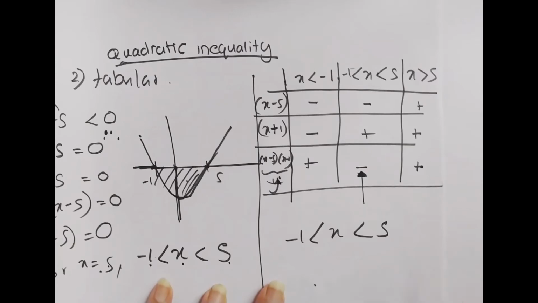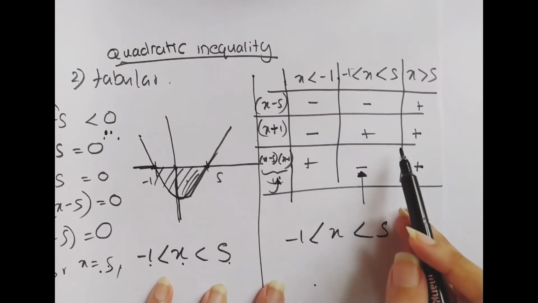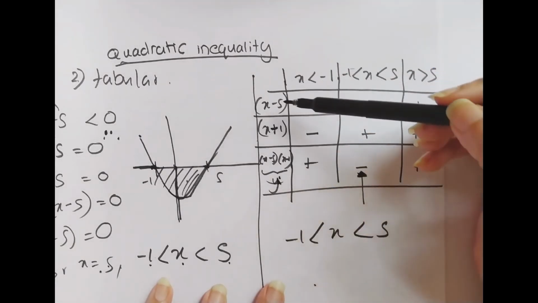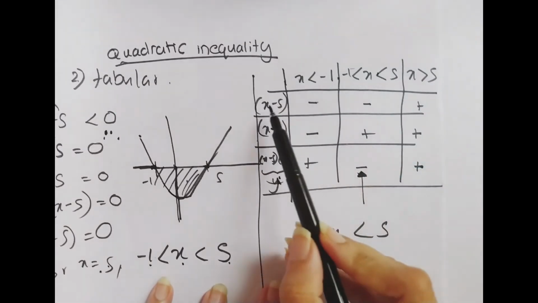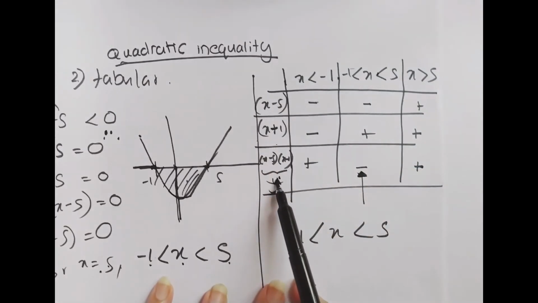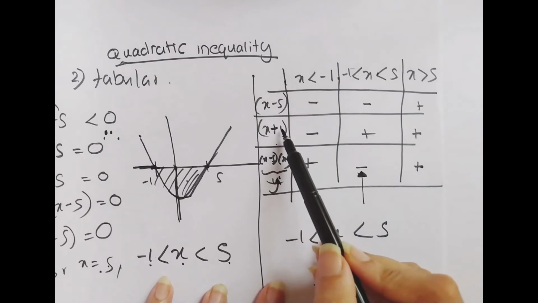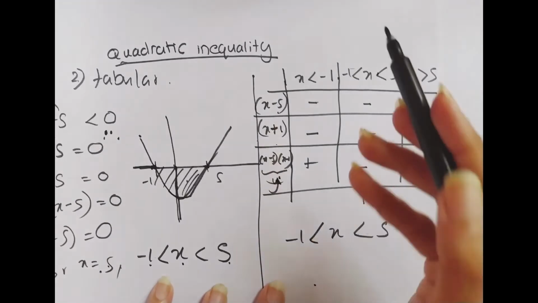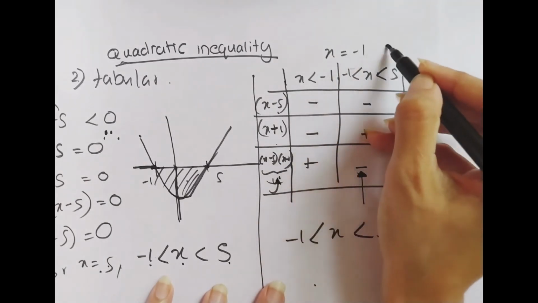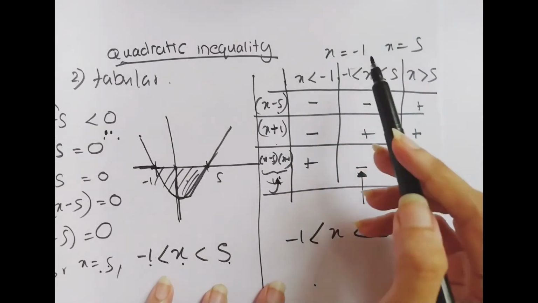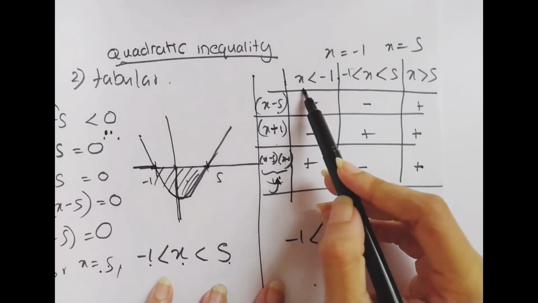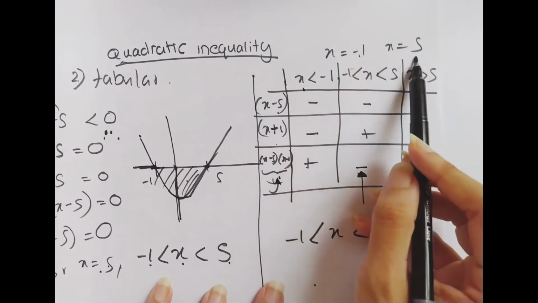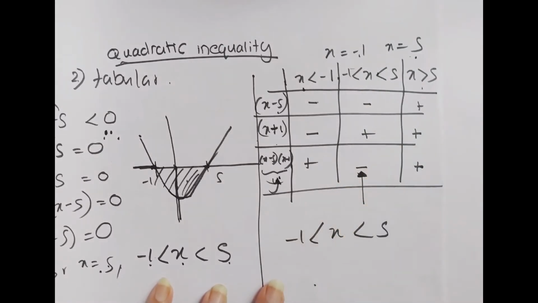So without drawing the graph, you can do it in this method as well. What you will write is rows as the two factors and then write here y. And this is -1 and 5. Now x equal -1 and x equal 5. So either x is less than -1 or x is between -1 to 5 or greater than 5. That's how you write it.